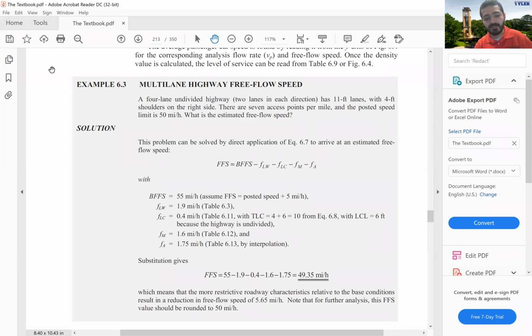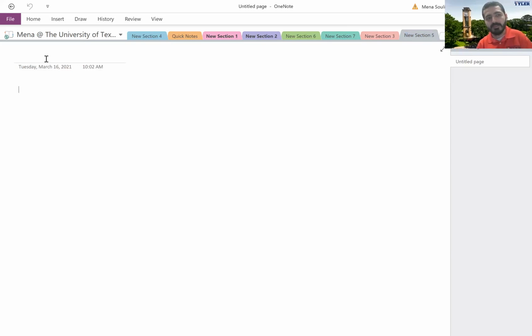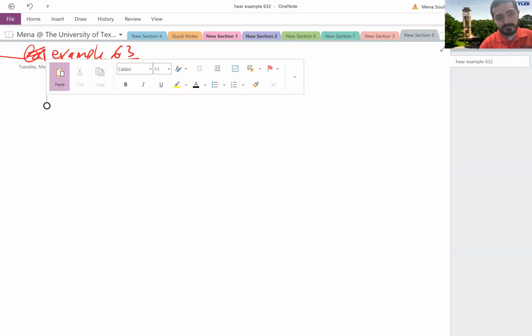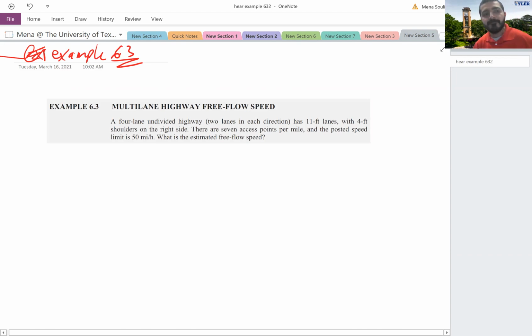So let's first take a screenshot of it and go to note taking. And let's start another example here. This is example 6.3. Let's paste it here. All right. It's a 4-lane undivided highway. So first, what's the equation for the free flow speed?